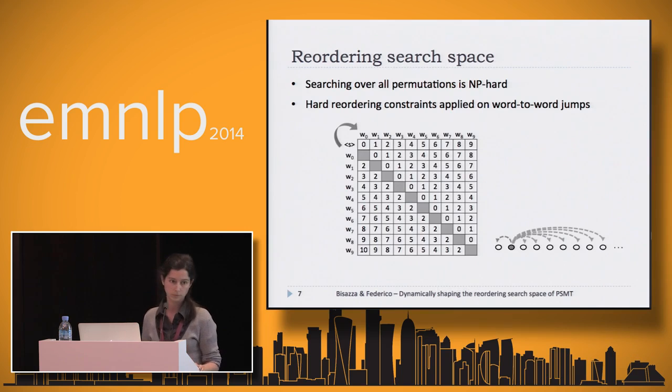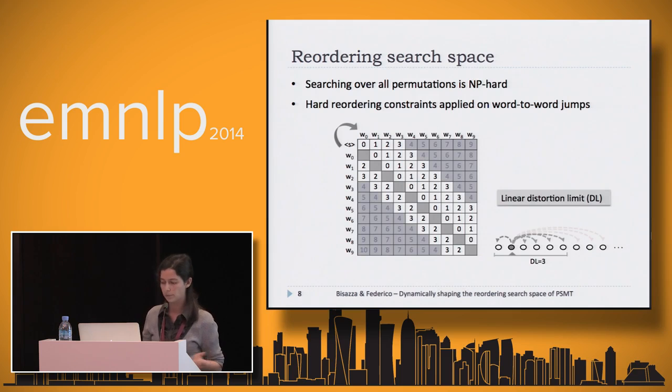We can see this visually in two different ways. You can think that you have translated this word, and now you have to decide where you are going to jump next. Or you can represent it as a matrix where the cost of each jump simply corresponds to the distortion, which is the distance between the input words. The reordering constraint works by simply limiting the maximum length of the jump that we can perform. So these jumps here are never going to be performed if we set the distortion limit to 3. Or if you look at the matrix representation, these jumps are never going to be explored during search.